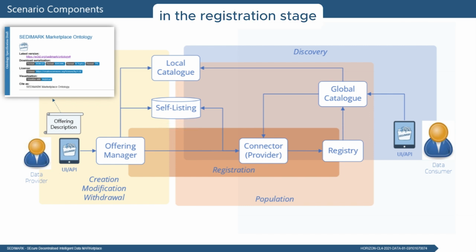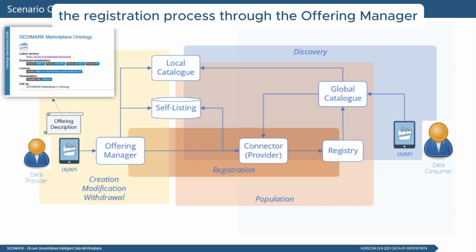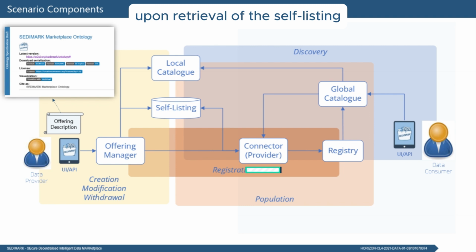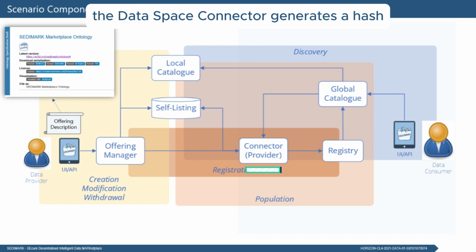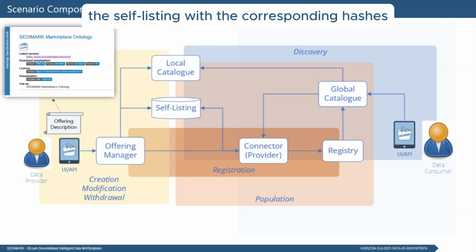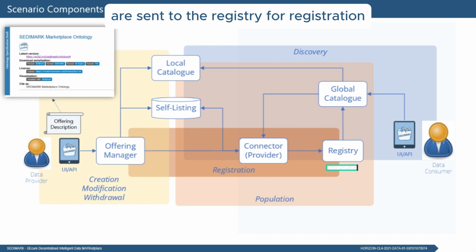In the registration stage, the client triggers the registration process through the offering manager, which will request the dataspace connector to retrieve a self-listing. Upon retrieval of the self-listing, the dataspace connector generates a hash of the offering and related assets. The self-listing with the corresponding hashes are sent to the registry for registration.